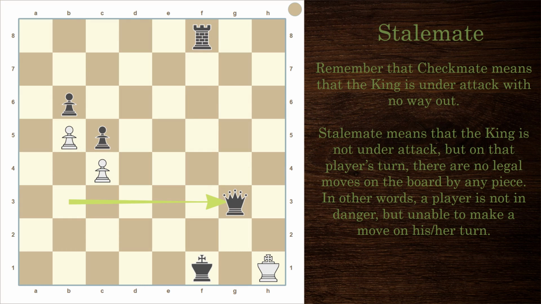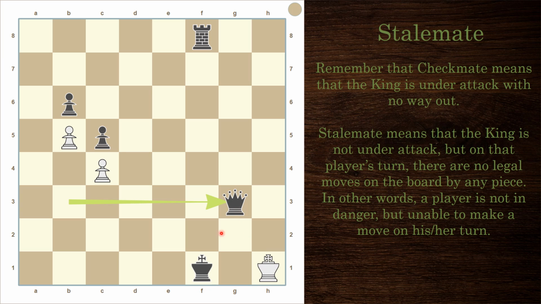The last example of a draw that we're going to talk about is stalemate. Remember that checkmate means that the king is under attack with no way out. Stalemate means that the king is not under attack, but on that player's turn there are no legal moves on the board by any piece. So it's not just that the king can't move, there's no legal moves. In other words, a player is not in danger but unable to make a move on his or her turn. In this example, if this is white's turn, the white king is here.